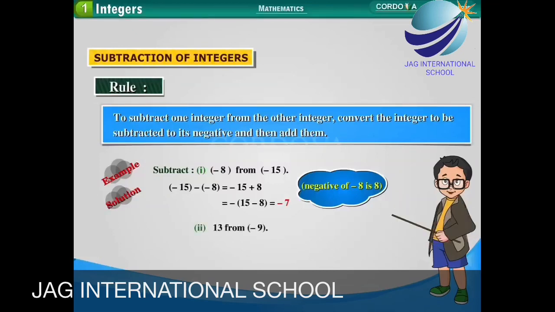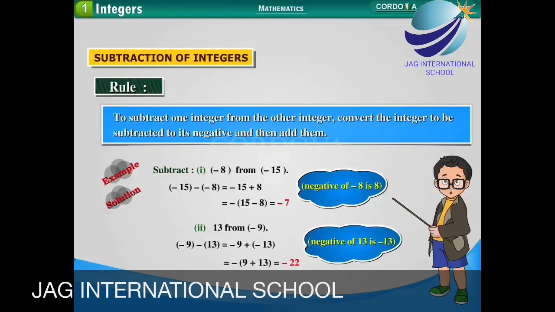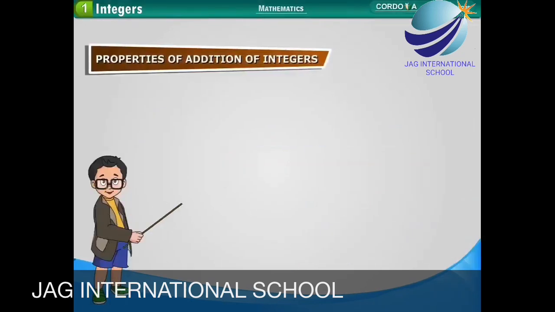Subtract 13 from negative 9. Negative 9 minus 13 is equal to negative 9 plus negative 13. Negative of 13 is negative 13, which is equal to -(9 plus 13), which is equal to negative 22.